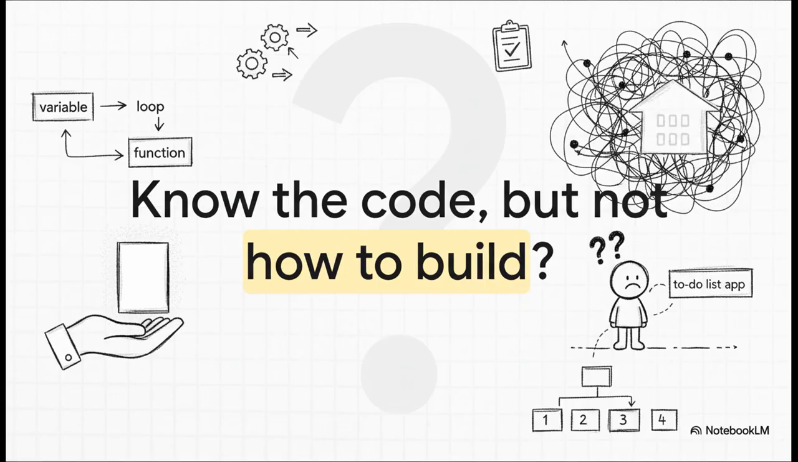I bet this sounds familiar. You know what a variable is, you totally get how loops work, you can even write a pretty good function, but the second you think, okay, I'm going to build a to-do list app, you just freeze. It's that jump from doing little practice exercises to building a whole working project that trips so many people up, and believe me, it is a super common hurdle.